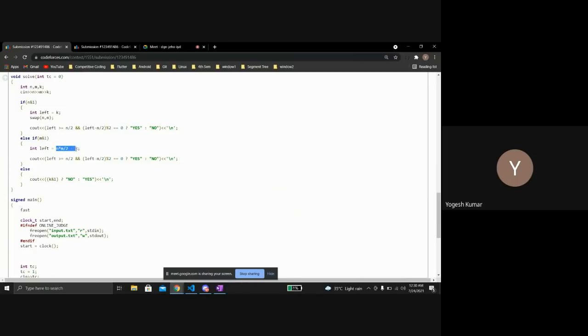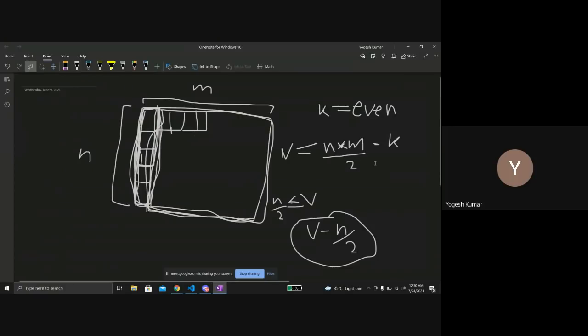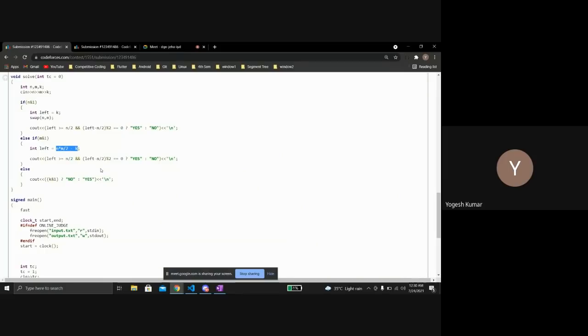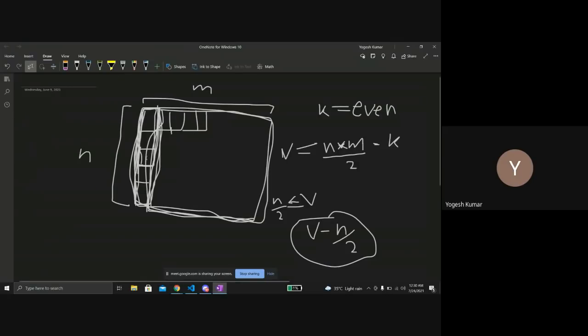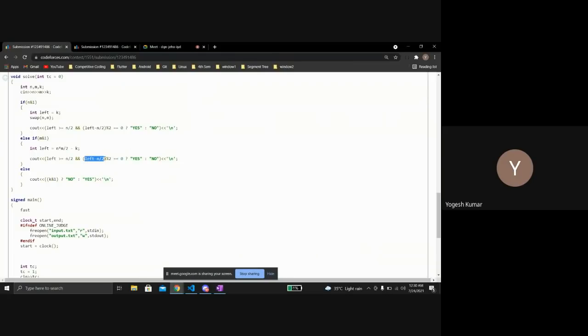So I calculated the left number of dominoes that would be equal to the number of vertical dominoes. I've mentioned it here, v equals n into m by 2 minus k. So that's what I did over here. I first checked whether it is greater than or equal to n by 2 or not, because n by 2 would be used to fill up this first column. So we would be left with left minus n by 2. Then we check whether it is odd or not. If it is odd, then we have the answer as yes, and otherwise the answer would be no.